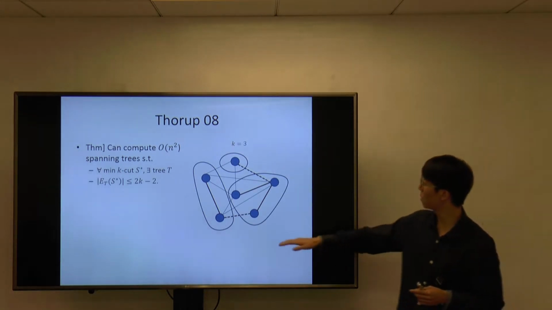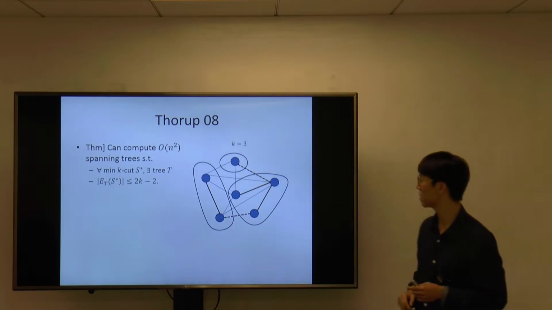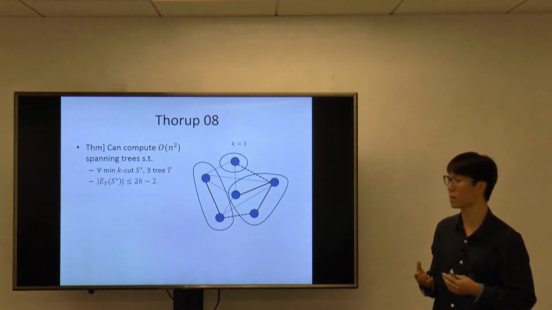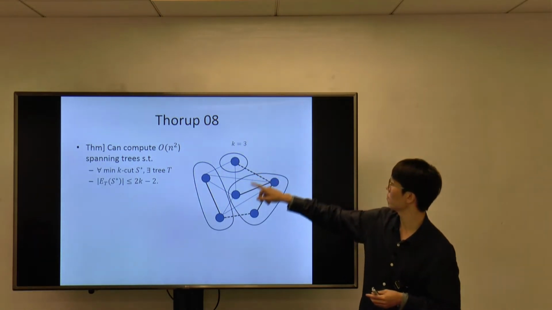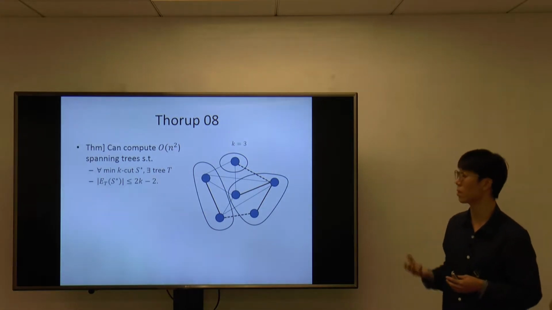So in this graph, the black edges represent a tree T, and this partition represents an optimal 3-cut. So if you look at this optimal 3-cut and this tree, the tree is cut by the optimal 3-cut in 2 edges.